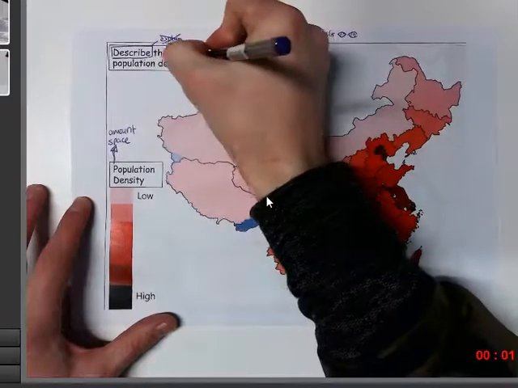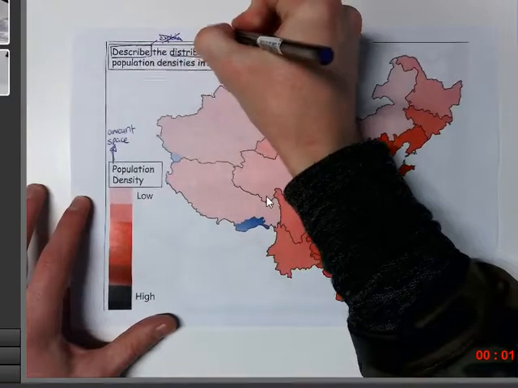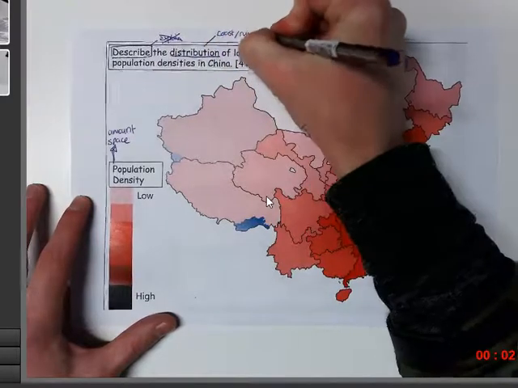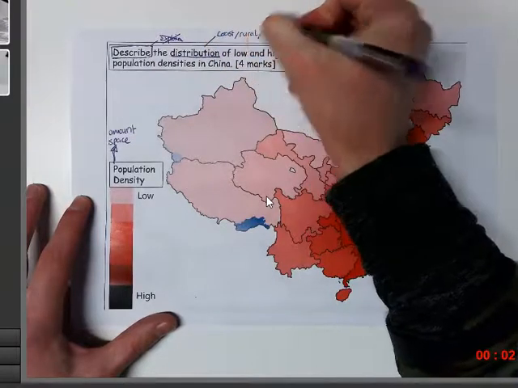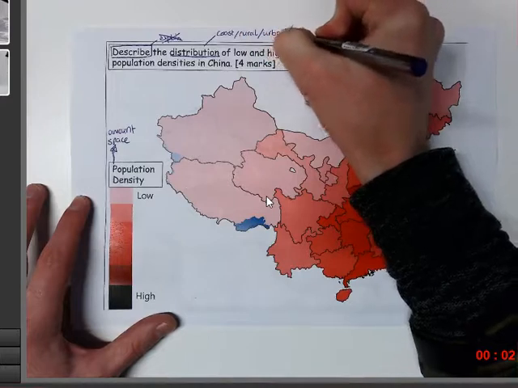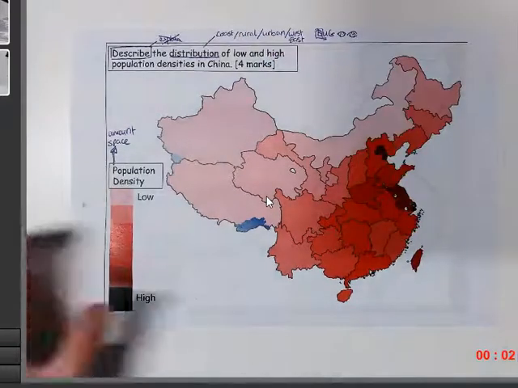Distribution: where are they distributed, in what locations? So are they along the coast? Are they in rural areas based on our own knowledge, or are they in urban areas, in the west, in the east? These are all going to be words that we can throw into our answer.